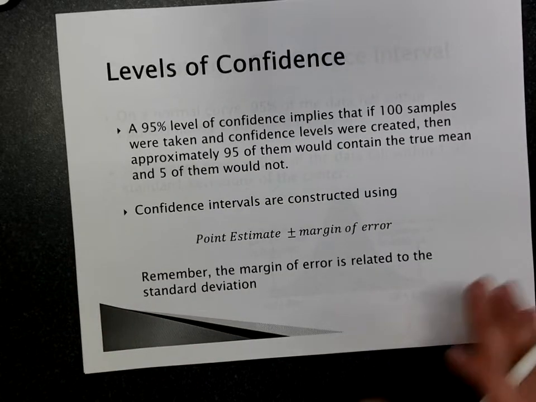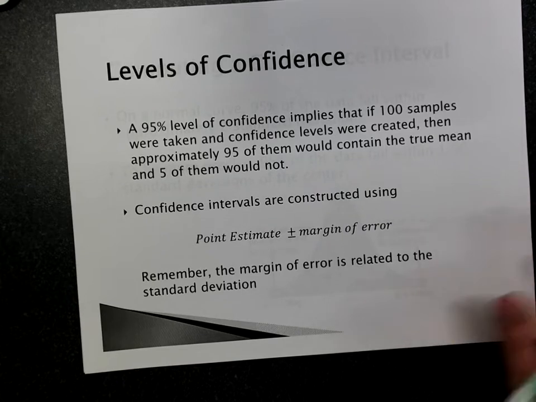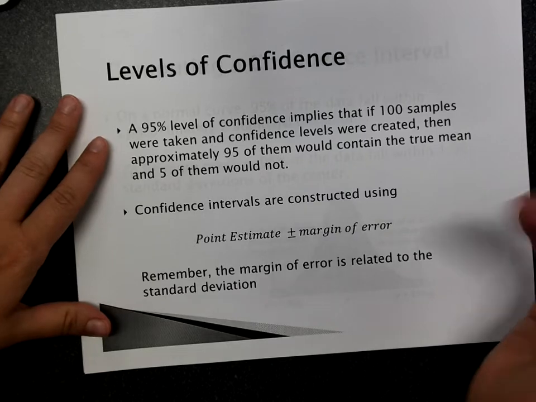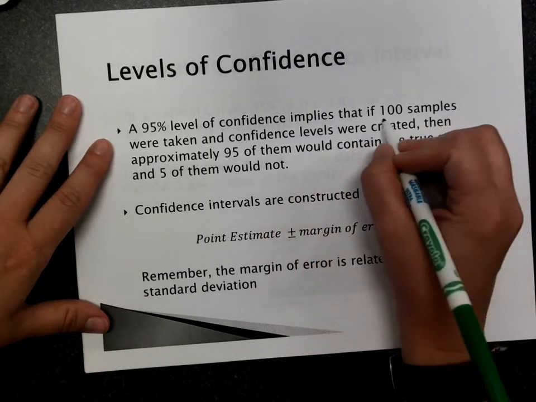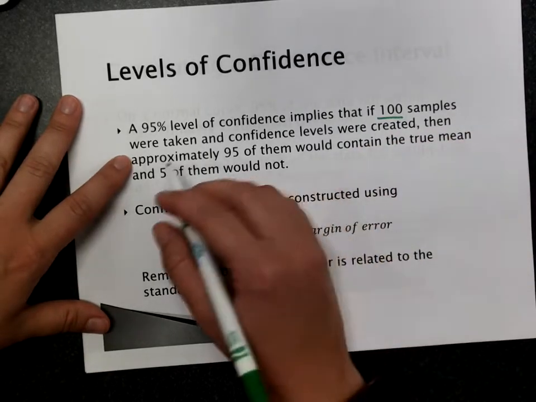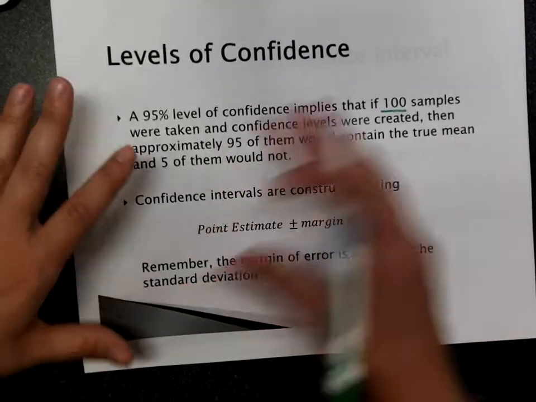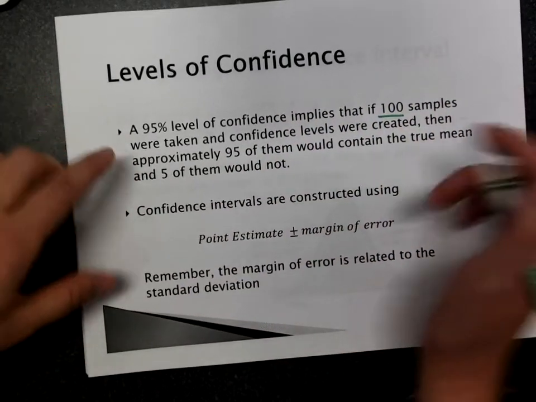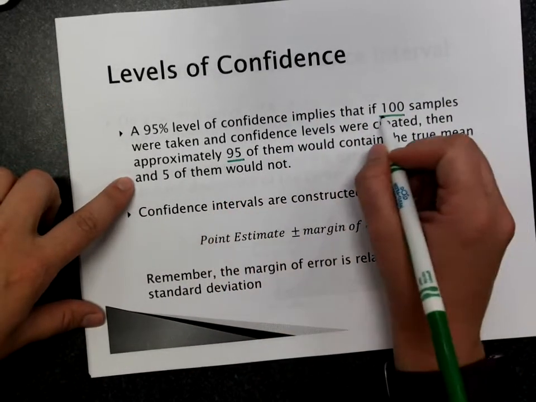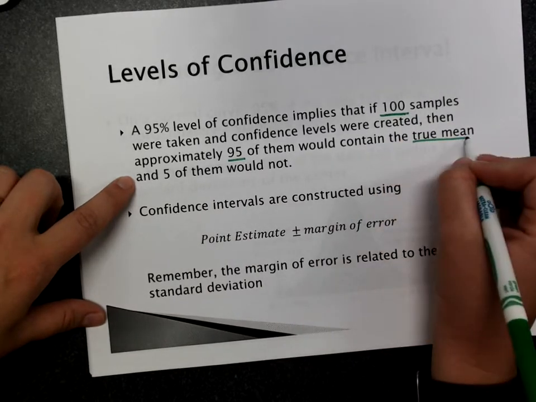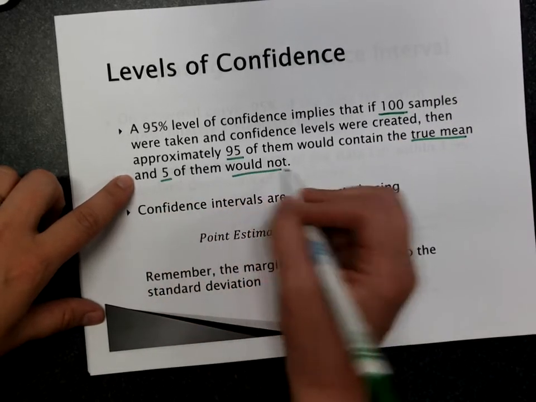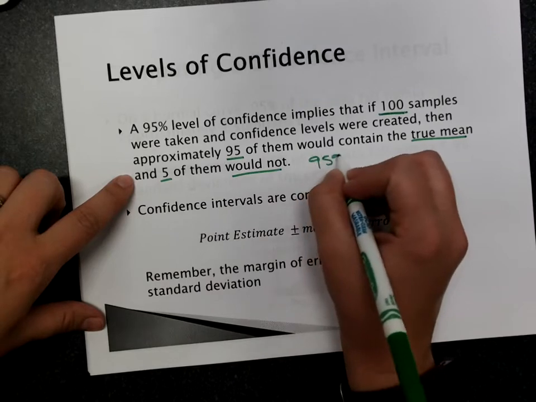So we have these different levels of confidence, and some of the most common ones are 90%, 95%. Sometimes we want to be 99% accurate. So a 95% level of confidence, which is the most generic one, implies that if we took 100 samples and created all the different confidence intervals, then about 95 of those 100 would contain the true mean, and 5 of them would not. So it would be about 95% accurate.